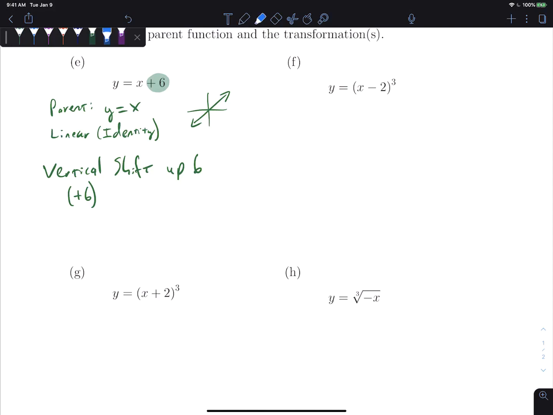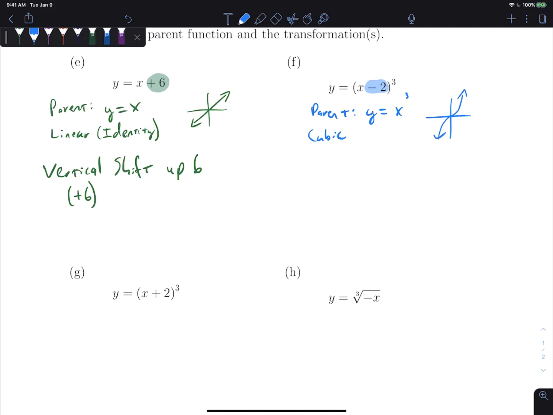Good. Next, let's look at letter F. Y equals x minus 2 all cubed. Notice that there's, again, only one transformation of minus 2 right there. That makes the parent to be y equals x cubed. This is the cubic function, and the parent function for the cubic function looks something like this.